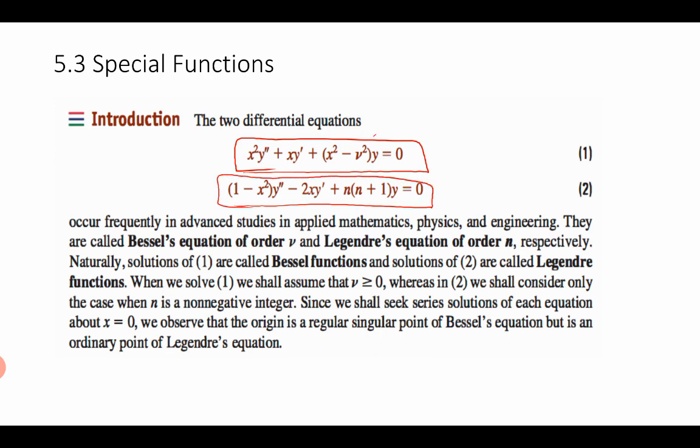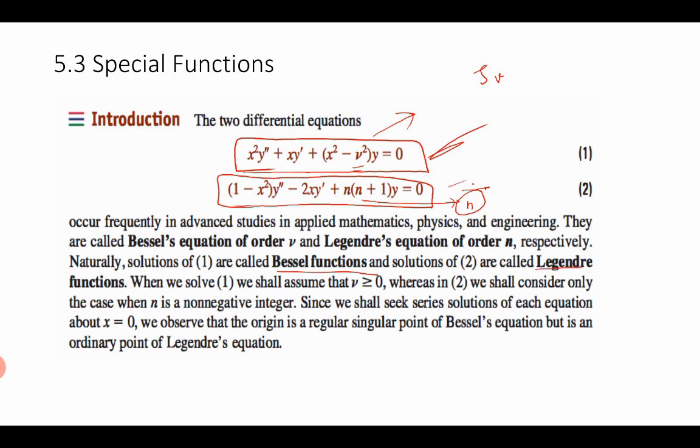You see here the solution of this one must be a function of v, depending on the value of v. And here the solution depends on the value of n. So n is the parameter here, and v is the parameter there. So we say Legendre's equation of order n, and the first one is Bessel's equation of order v. So Bessel's function is the solution of the first differential equation, and Legendre's function is the solution of the second differential equation. That's what we are going to do.